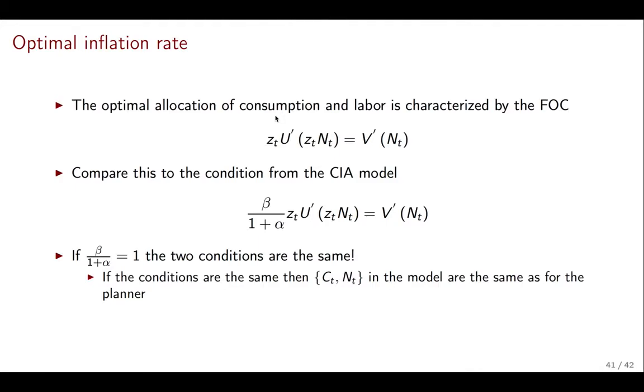If you compare that with what happens in the full model, there is a difference here by beta over 1 plus alpha. If you remember, that beta over 1 plus alpha is going to be related, of course, to the nominal interest rate. Now, you can notice that if beta over 1 plus alpha happens to be equal to 1, then both conditions will be the same. If the conditions are the same, then the sequence of consumption and labor that the model will give you will be the same sequence of consumption and labor that the planner will have chosen. So the same consumption and labor that will maximize utility. Those are the optimal consumption and labor. And so what we want is that this equality holds.